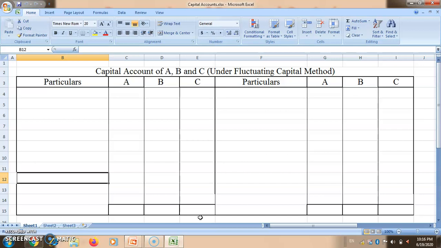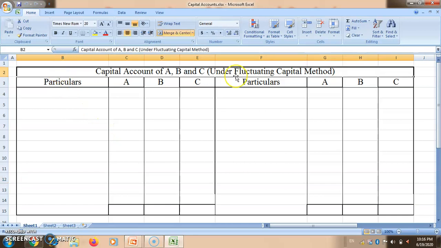See, this is a partners' capital account, prepared under the fluctuating capital method. We have studied that a partner's capital account is a personal account prepared in the name of each partner. But here we have not prepared three separate accounts. We prepared all three in a combined form by keeping amount columns for all three partners on both sides. So the heading can be partners' capital account, that is, capital account of A, B and C under fluctuating capital method.